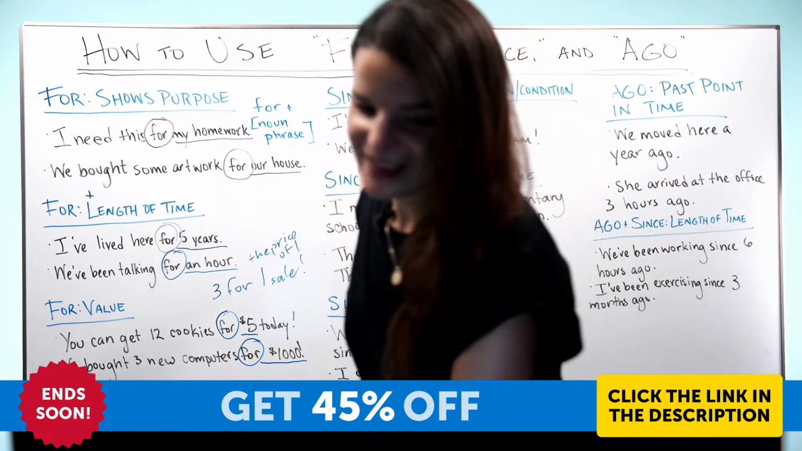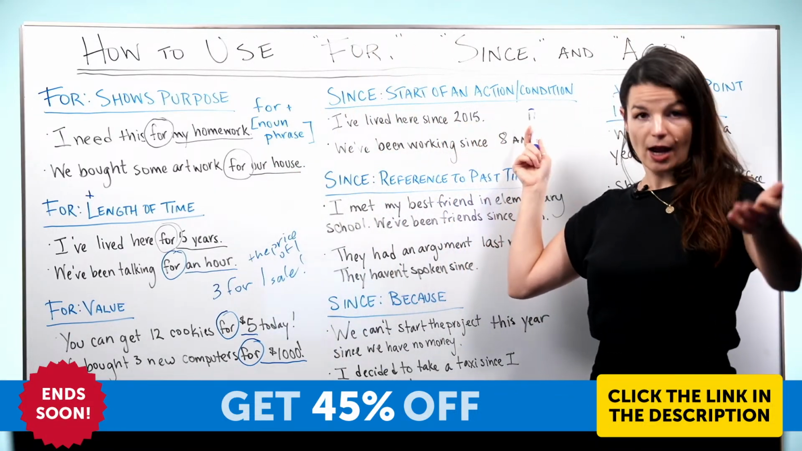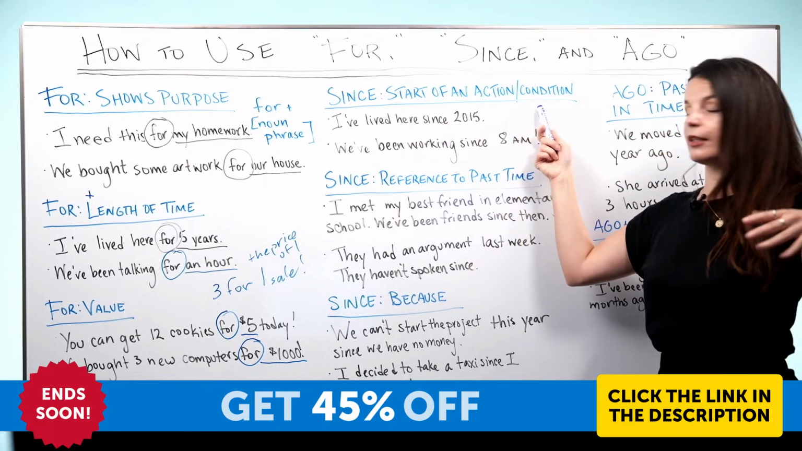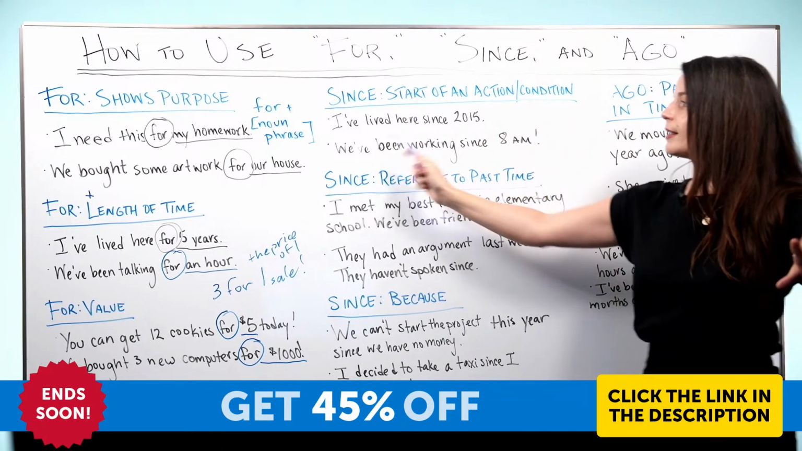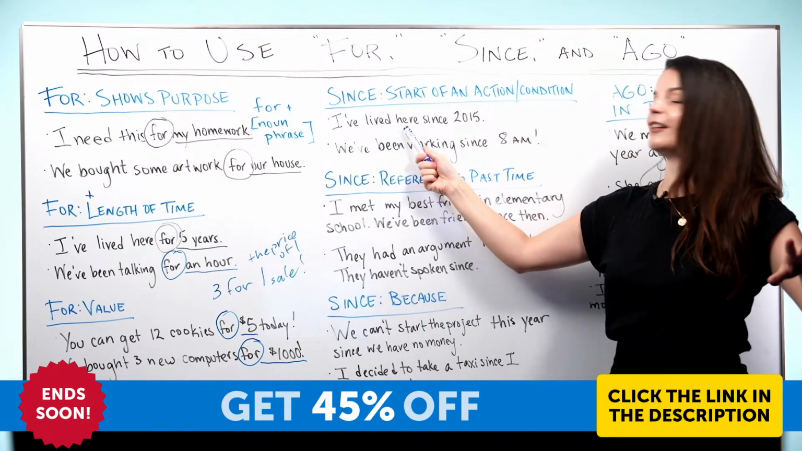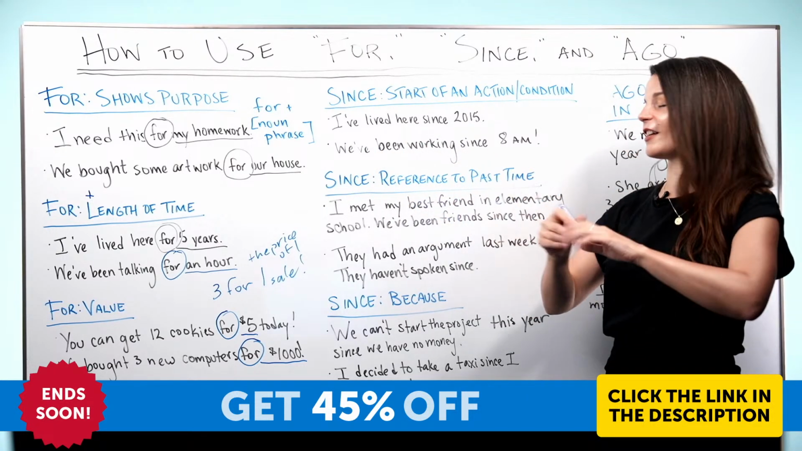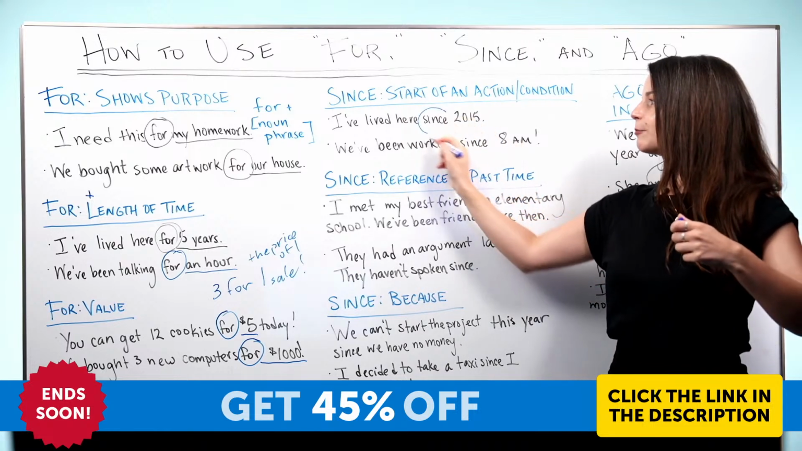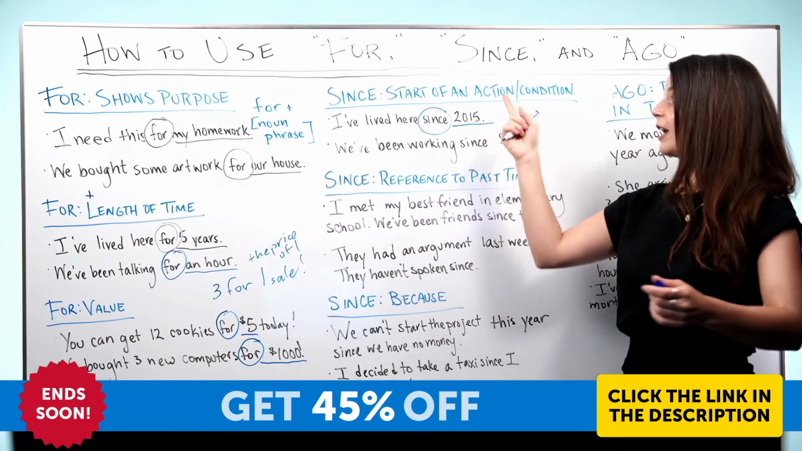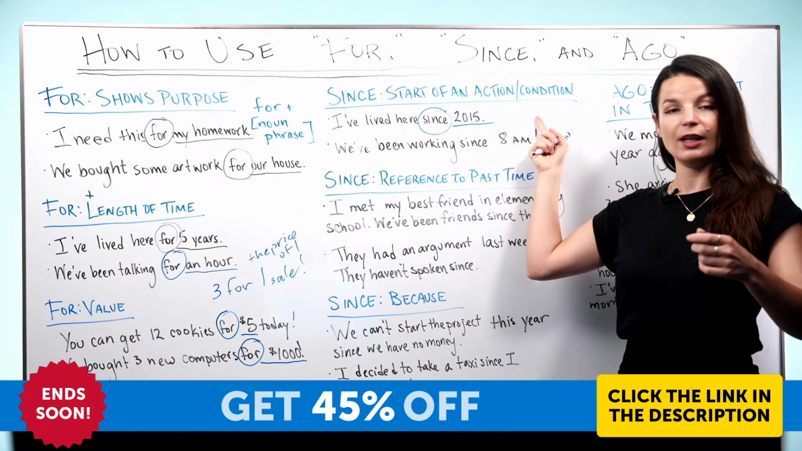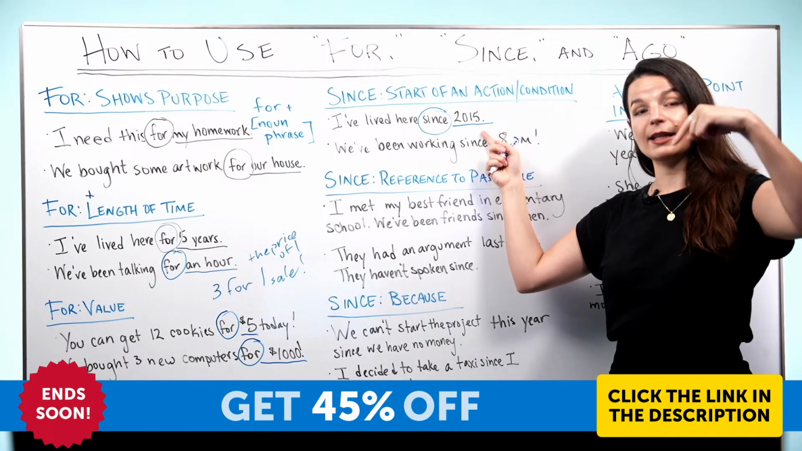Okay, so "since," let's start here. The start of an action or a condition is the first use I want to talk about. So, first example sentence. I've lived here since 2015. Here is the "since," and here marks the start of the action or the condition. So after "since," we have a point in time, yeah?